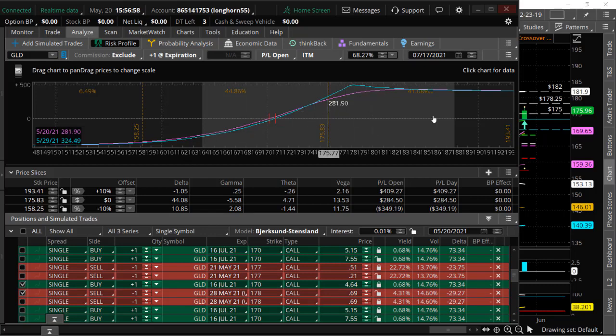So we can keep doing this over and over. If we think this is going to continue up, we'll just keep rolling it and amortizing down, just like a covered call. And sometimes this trade is called the poor man's covered call.